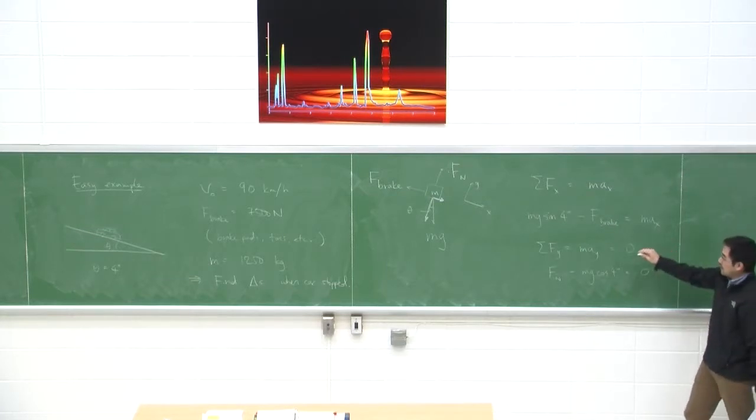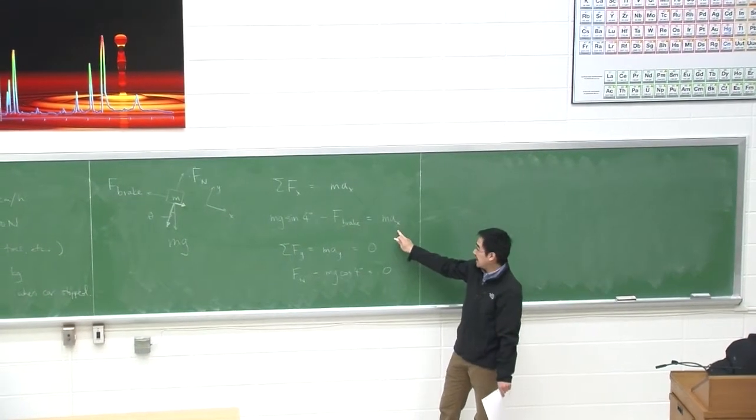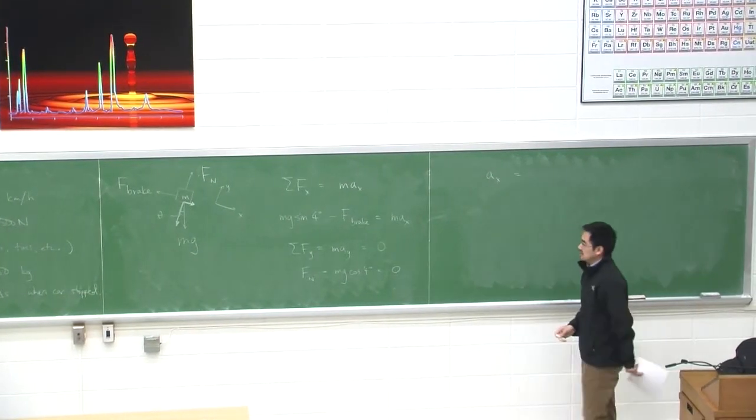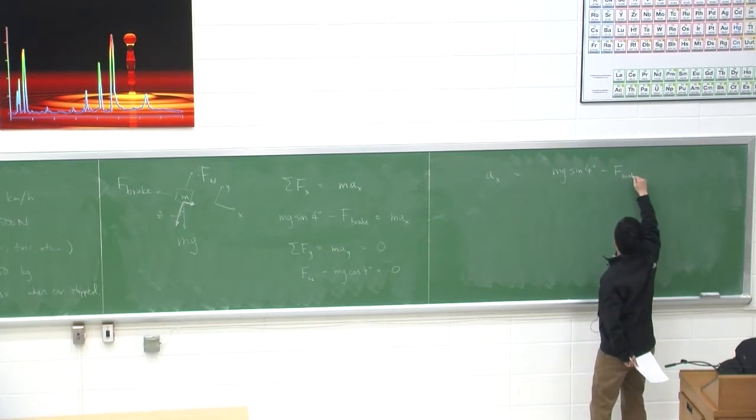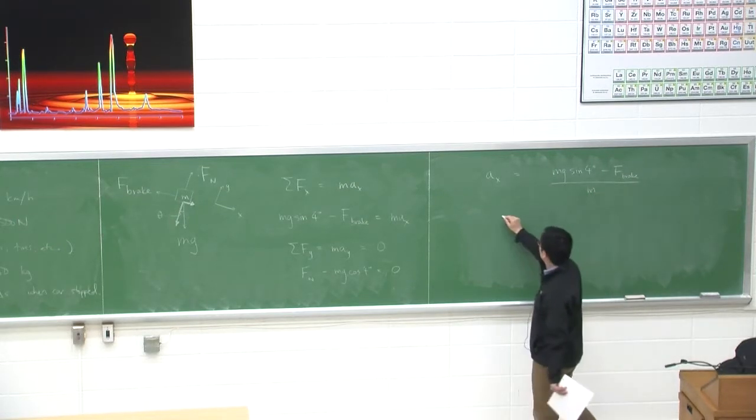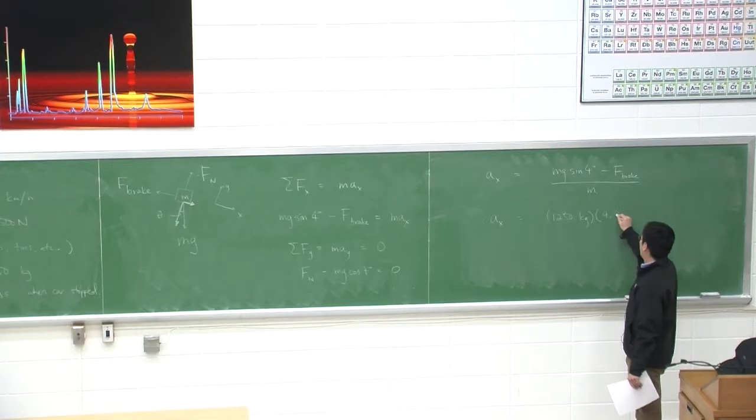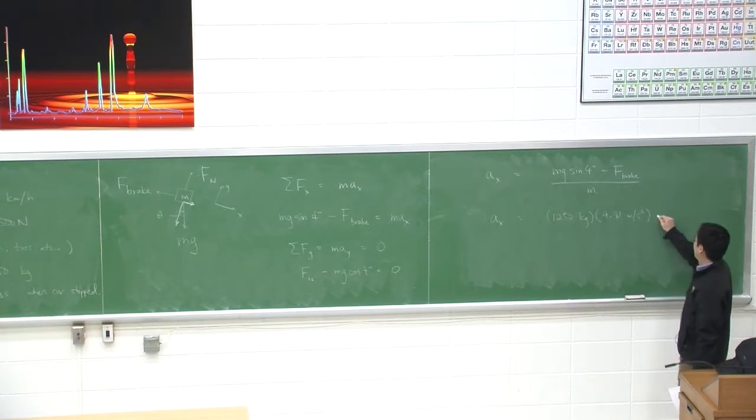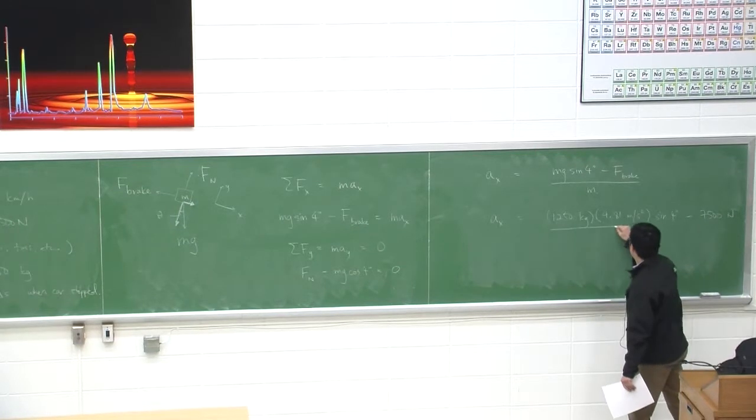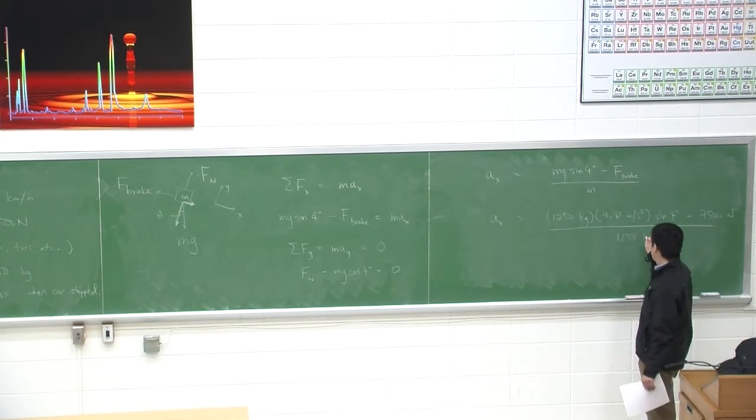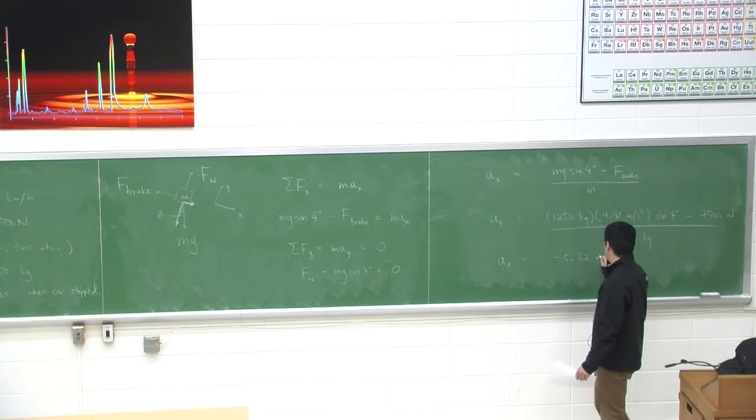Okay, so where do we go from here? Basically, we can plug in numbers, and the one unknown from the x direction is going to be my ax. So I can rearrange to get ax as follows. It's your mg sine of 4 degrees minus F break, divided by mass. Okay, and you just plug everything in. I'll give you ax is negative 5.32 meters per second squared.